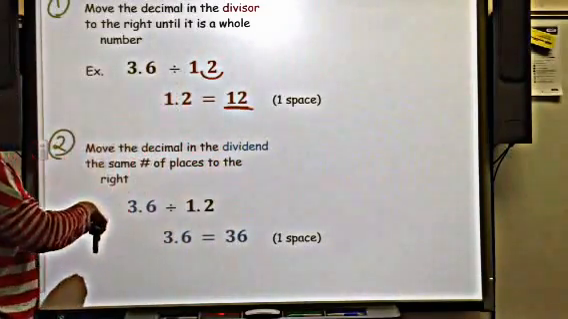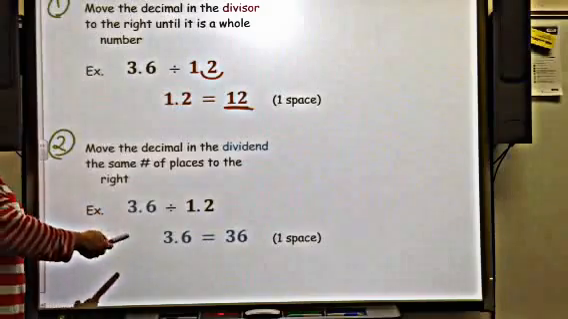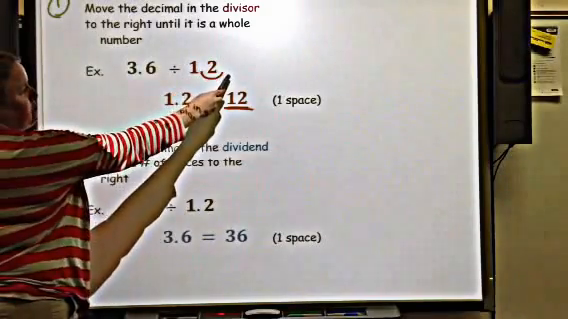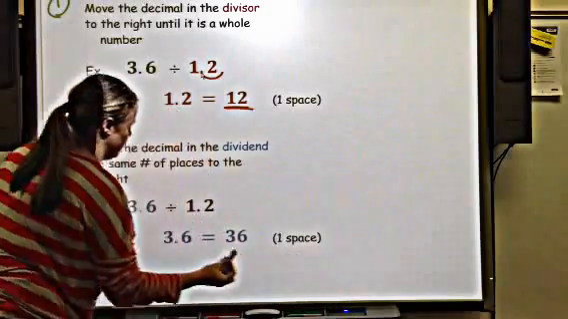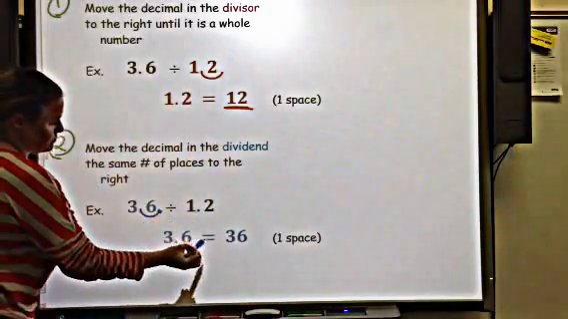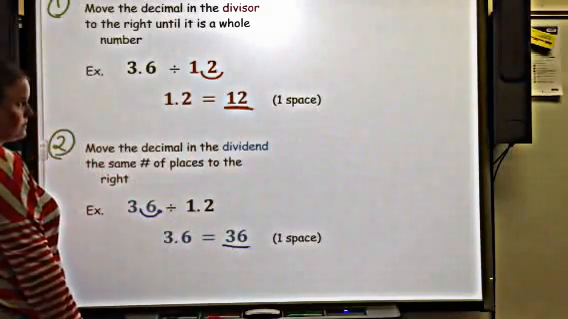I'm going to repeat the same step with my dividend. However many places I move my decimal in my divisor is the same number I move it in my dividend. So I'm going to move it one place, making it 36.